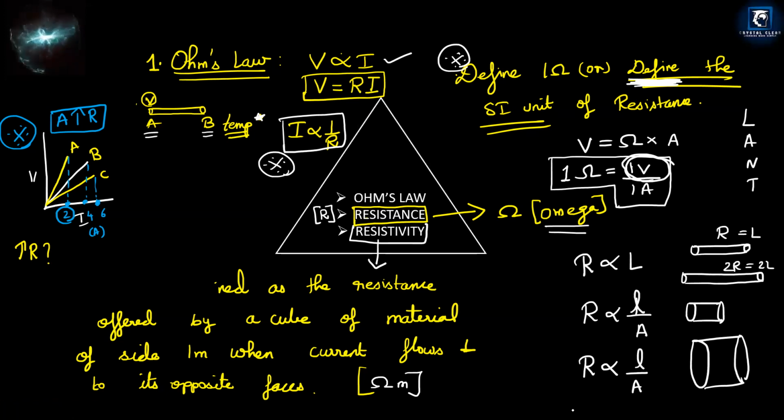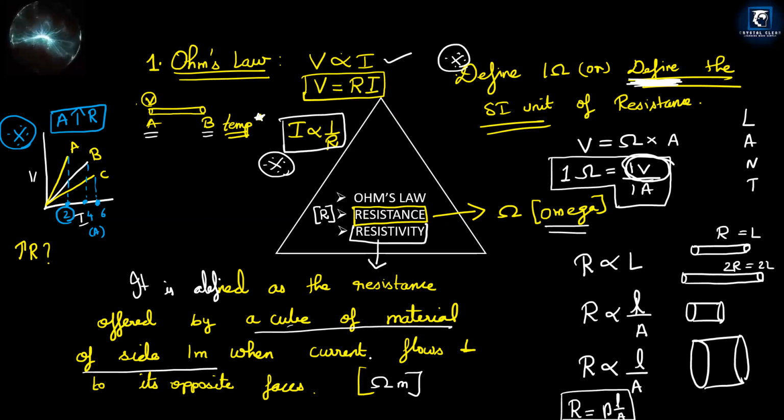So L. And now to remove the proportionality, I'm going to introduce a constant rho, which is like a small p, the symbol. R is equal to rho L by A. The resistivity is defined as the resistance offered by a cube of material of side 1 meter when current flows perpendicular to its opposite faces. And that is the definition of resistivity. And the SI unit of resistivity is ohm meter.